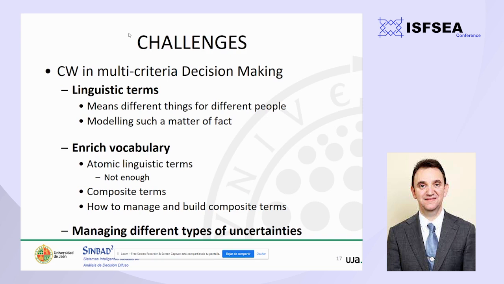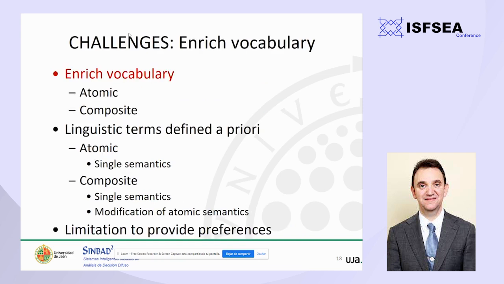There are different ones, like how to manage the different meanings of the words in an environment, or how to increase the vocabulary to deal with linguistic information in decision making. Also, we sometimes need to deal with different types of uncertainty in the linguistic preferences. So I will focus in this short talk on how to enrich the vocabulary, mainly in computing with words applied to decision making. Most of the linguistic inputs are expressed by means of atomic terms. So this is sometimes quite limited, and we need to allow experts to provide more elaborated information when they express their preferences. We need to develop some composite linguistic terms.